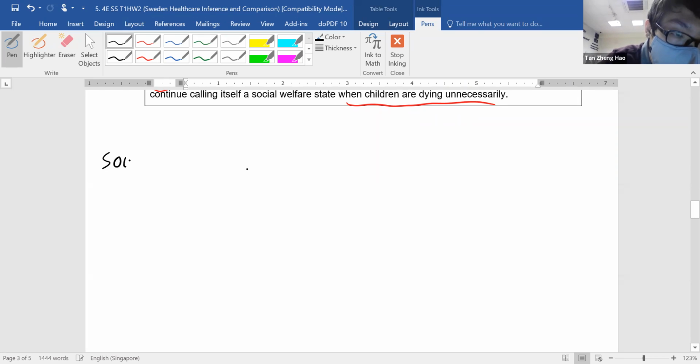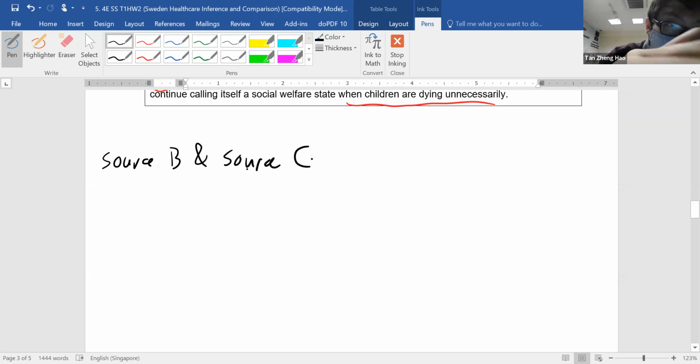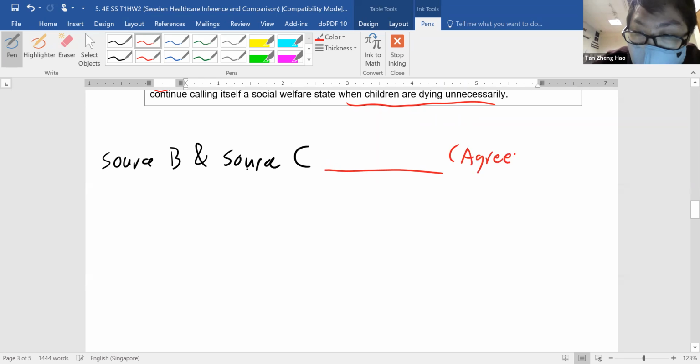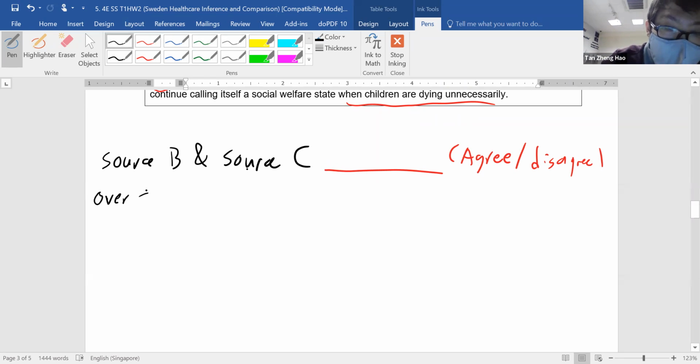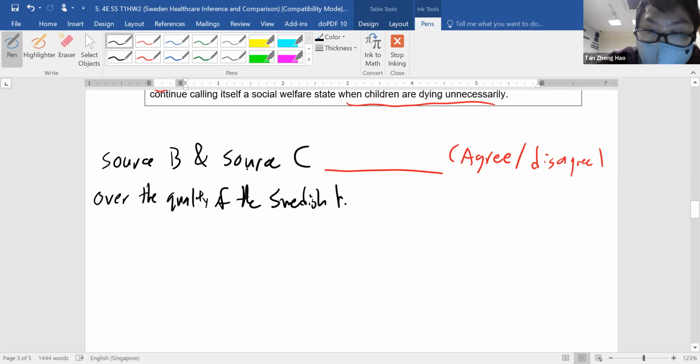Maybe source B and source C. Okay, next up, I want you to guess, is it agree or disagree? Maybe you fill in the blank. Over the quality of the Swedish healthcare system.